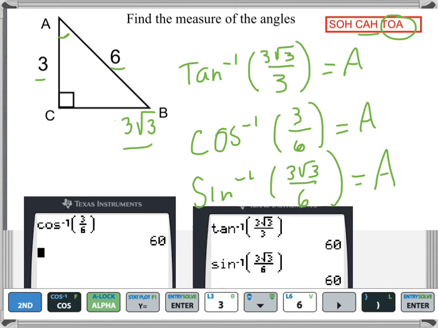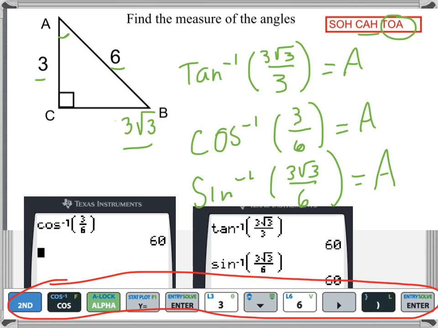Okay, now I did this on the calculator, and I'm showing you the keystrokes. If I wanted to do the inverse cosine, I would do second cosine, because that would get me the inverse cosine. Alpha y equals gets me the fraction menu, and enter, that's the first option. 3, and then I arrow down to put the denominator of 6 in. I close my parenthesis and I press enter. That gets me 60, so it's 60 degrees.